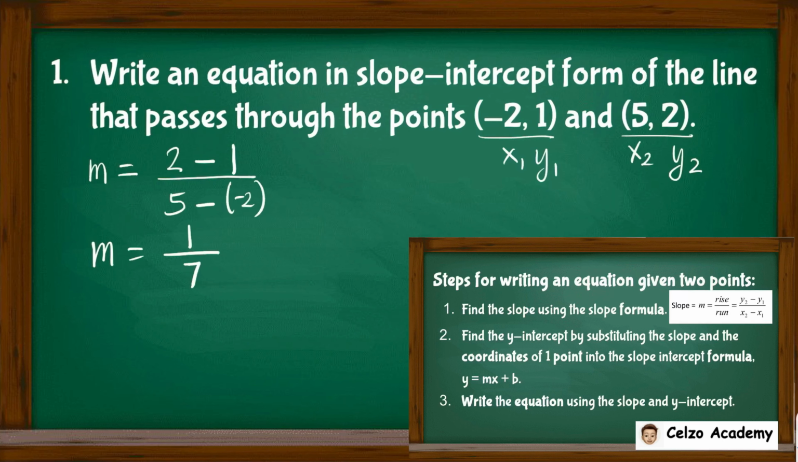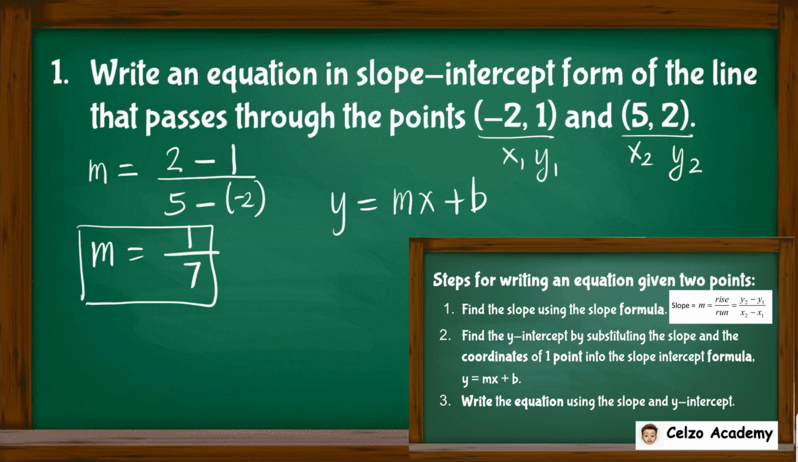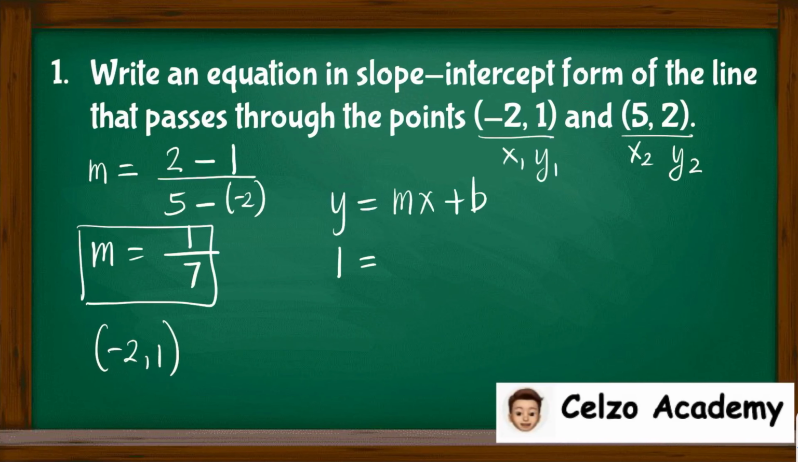The next step is to solve for the y-intercept using the slope-intercept form y is equal to mx plus b. Now we need to substitute the slope 1 over 7 and any of those 2 points as your x, y. I will use -2, 1, but you may also use the point 5, 2. You will get the same answer. So if I use negative 2, 1, that means my y value is 1, my m is 1/7, and my x is negative 2 plus b.